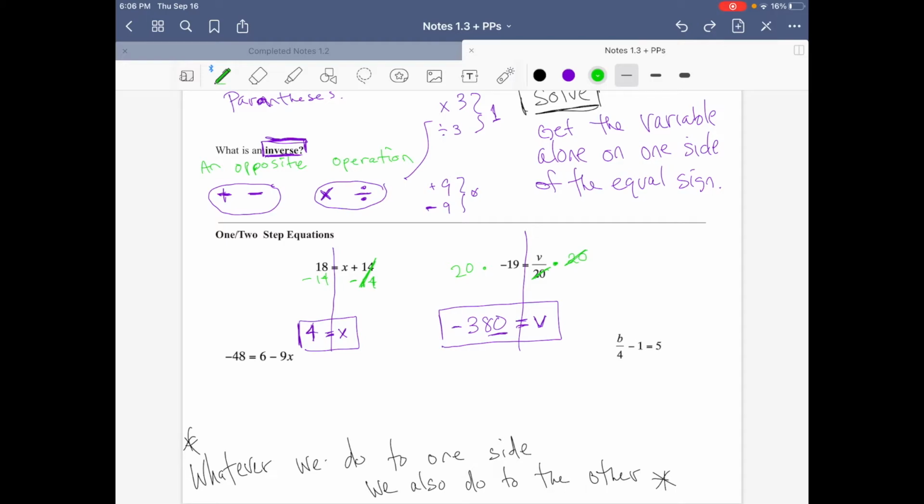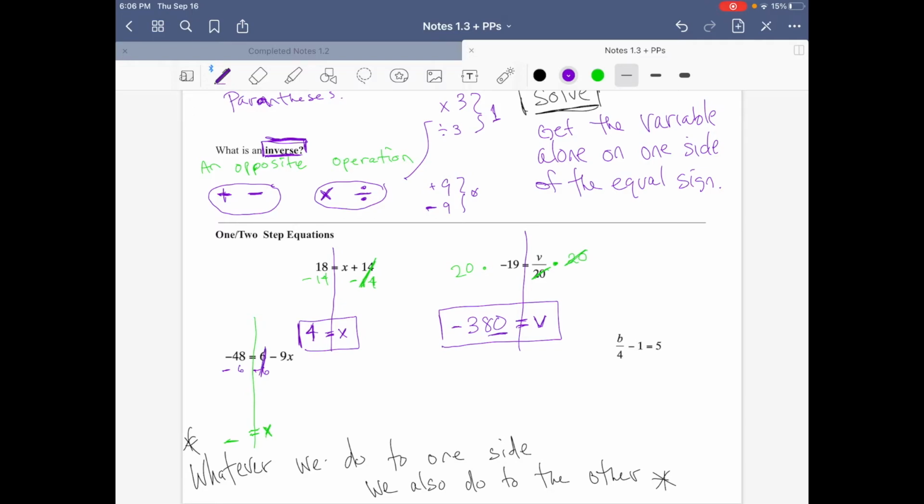Okay, so first thing I'm going to do, let's establish my two sides, right? And x is on the right-hand side, and I want it to be by itself. So I've got to get rid of this 6, and I've also got to get rid of this times negative 9. So let's get rid of the 6. The opposite of positive 6 is going to be negative 6. What I do to one side, I'm going to do to the other, so I'll subtract 6 from both sides.